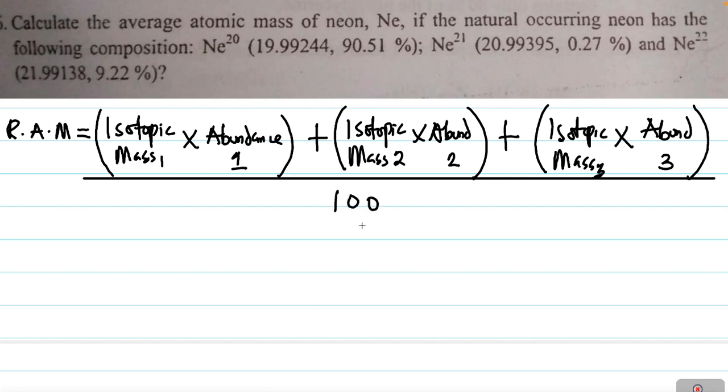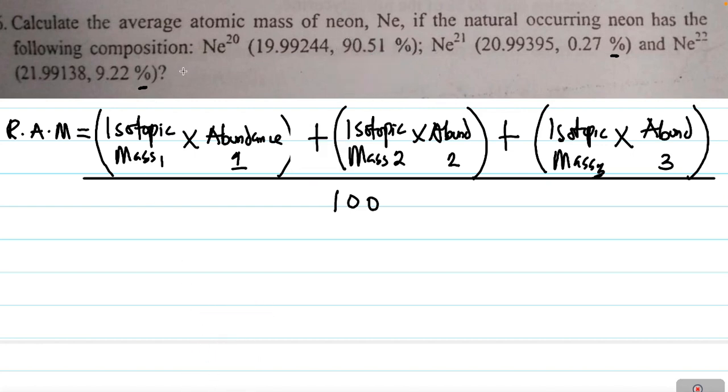now 100. Now this 100 is not always a constant. It's because the percentage abundance was given to us in terms of percentage. If the abundance were given in terms of decimal, like 0.9051, since 90.51 divided by 100 gives you 0.9051, you won't be dividing by 100, you'll be dividing by 1. The main purpose of dividing by 100 is because the abundance was given to us in terms of percentage.